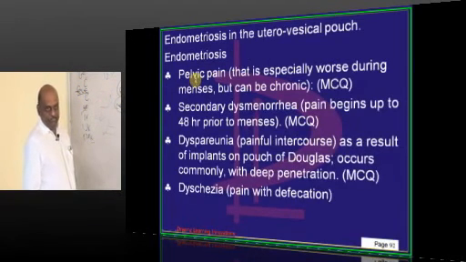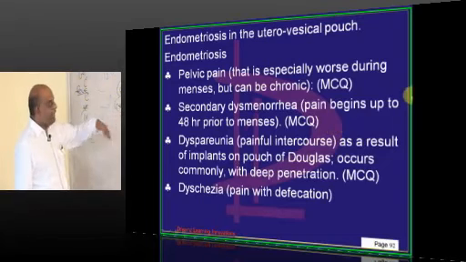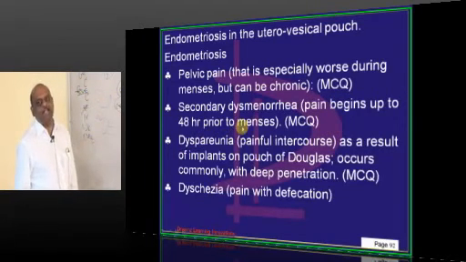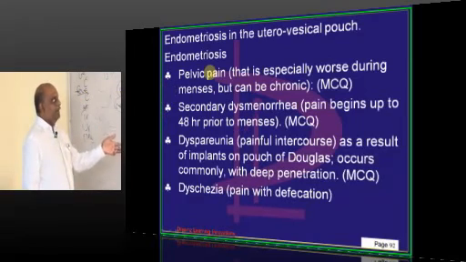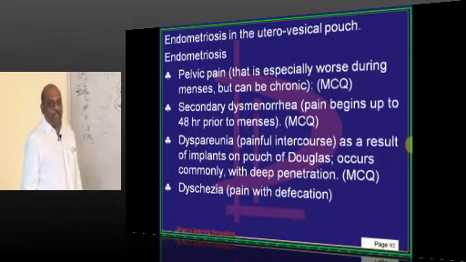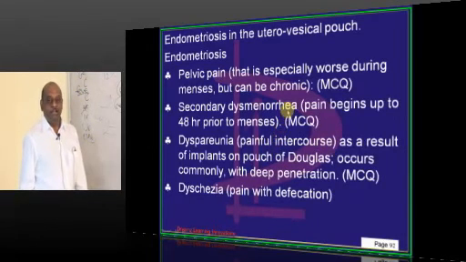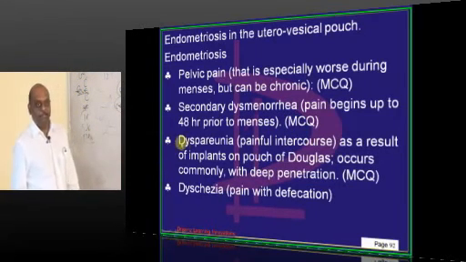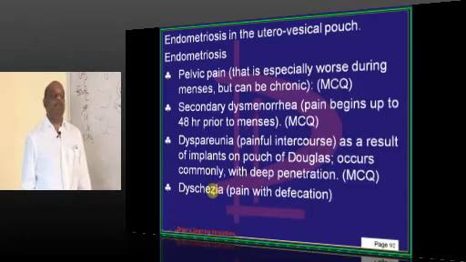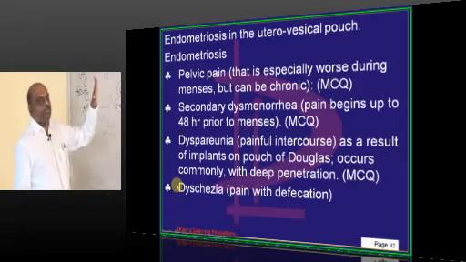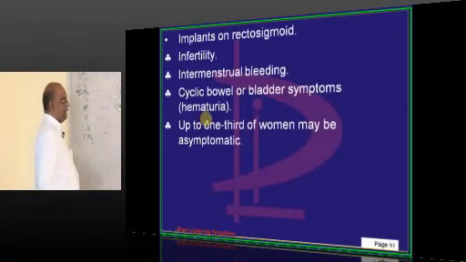It is not primary amenorrhea. It leads to secondary dysmenorrhea, which is pain beginning up to 48 hours prior to menses, the classical finding. There can be pelvic pain, which is worse during menses. There is dyspareunia, such a painful intercourse that she can't tolerate even the idea that her partner is coming back from office to home, because intercourse is such a painful event. Then dyschezia, even defecation can become very painful, especially when endometrial implants are there in the uterovesical pouch, is what you need to remember.